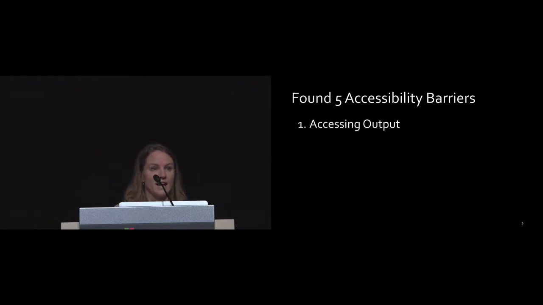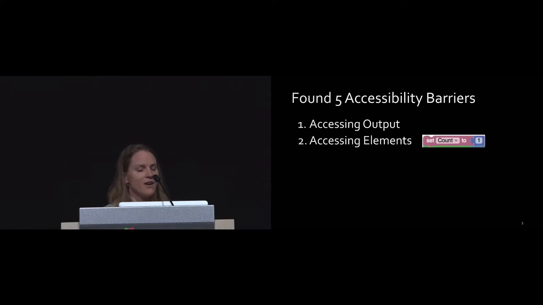The first was in accessing the output of the actual programs that you created. So a lot of them had visual avatars that you could animate with your programs. But of course, if you can't see the visual avatar, it's not going to be very exciting to write a program to animate them. The second accessibility barrier we found was in accessing the actual elements. So in the majority of these environments, the screen reader couldn't even read what the blocks were. So of course, you wouldn't be able to build or understand a program if you're using a screen reader.